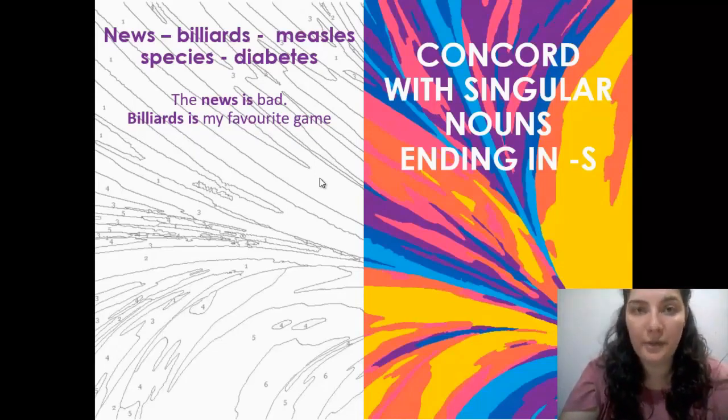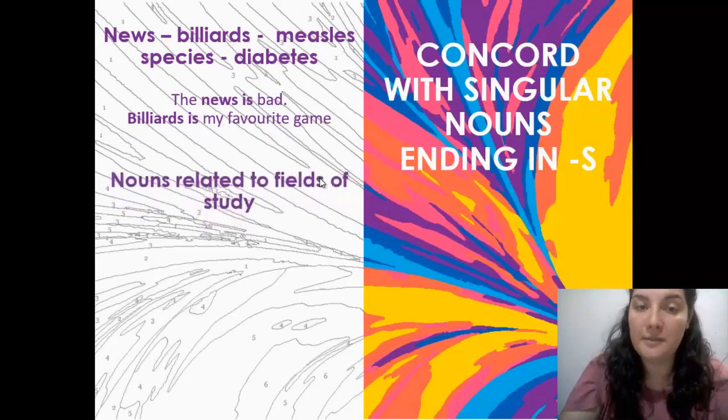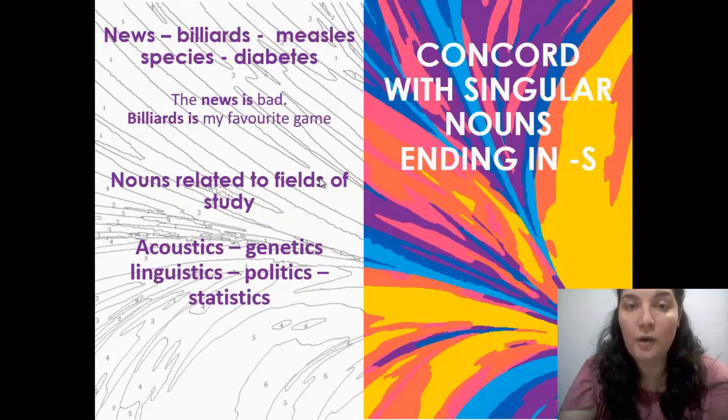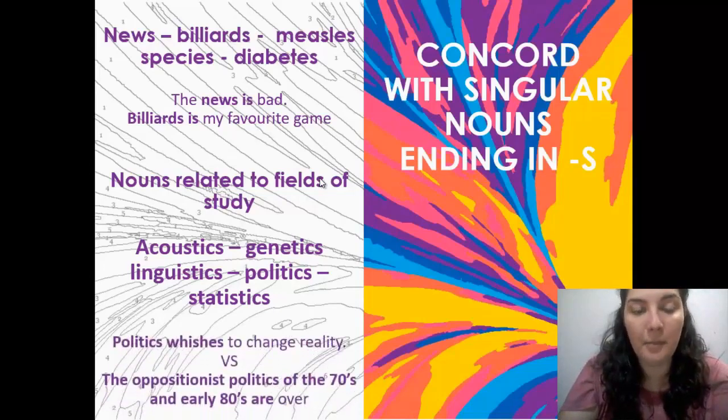However, there is an exception to this rule, and this is applied whenever we use nouns related to fields of study. Examples are acoustics, genetics, mathematics, politics, and some others. In these cases, we can either apply a singular verb or a plural verb according to the meaning of the context. So if we talk about the field of study in general terms or as a whole, we may apply a singular verb, as in the first example. While in the second example, we are talking about the single individuals that are part of a specific group.